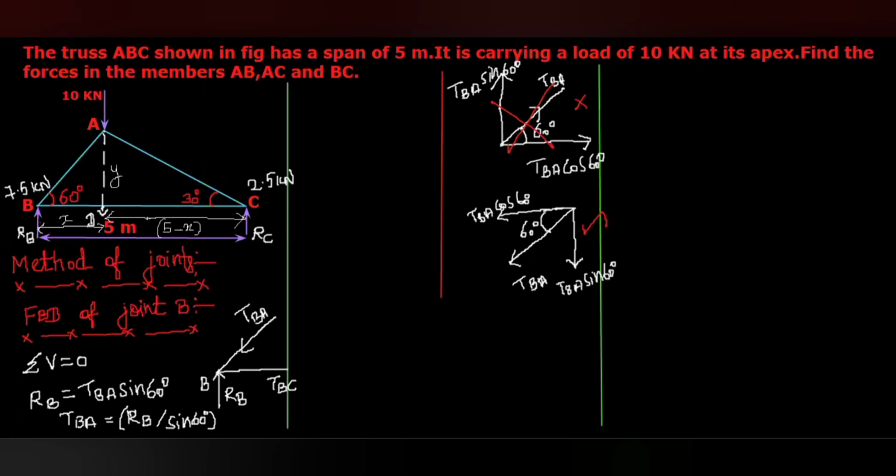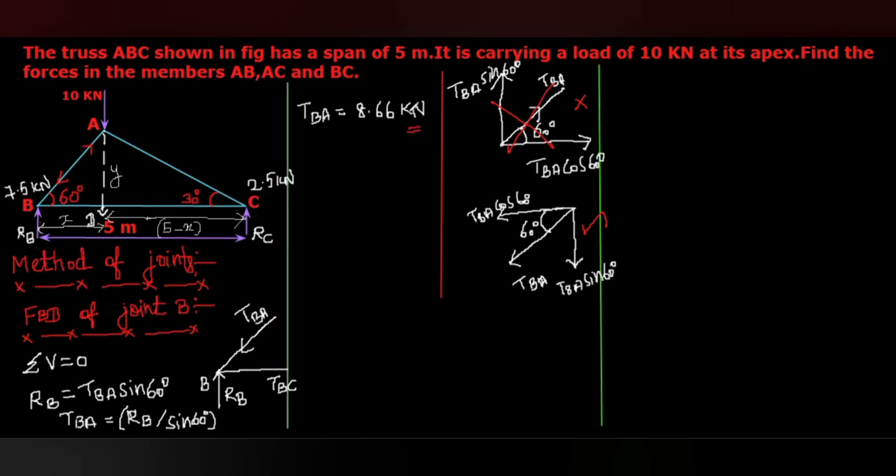Here, by the calculation, the TBA equals 8.66 kilonewton. Okay, 8.66 kilonewton. Then the direction. Here you can see it is acting inwards to the B, same inwards to the A. So the force in the member AB will be tensile in nature. There are two natures: it may be tensile or compressive. So here it is tensile.